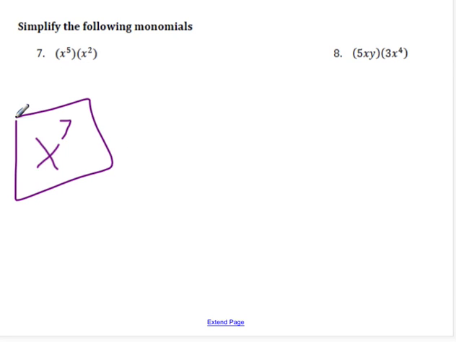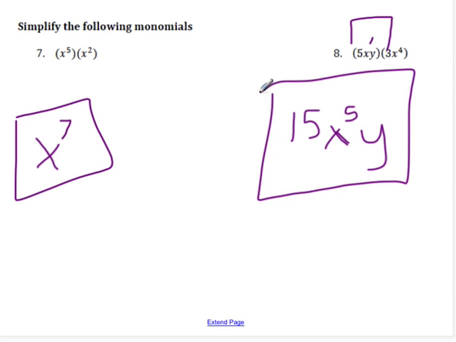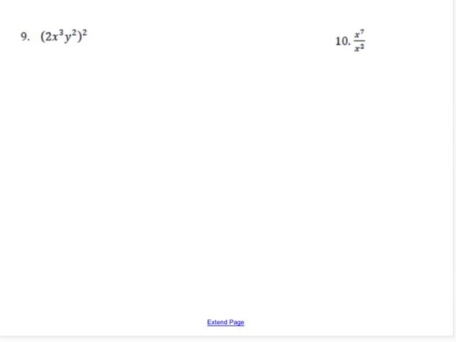For number 8, you're going to multiply the big numbers. So you're going to multiply the coefficients. 5 times 3 is 15. X to the 1st times x to the 4th is x to the 5th. And then you're going to have y, or y to the 1st. So this right here is your final answer because the x and the y's cannot be combined any further.